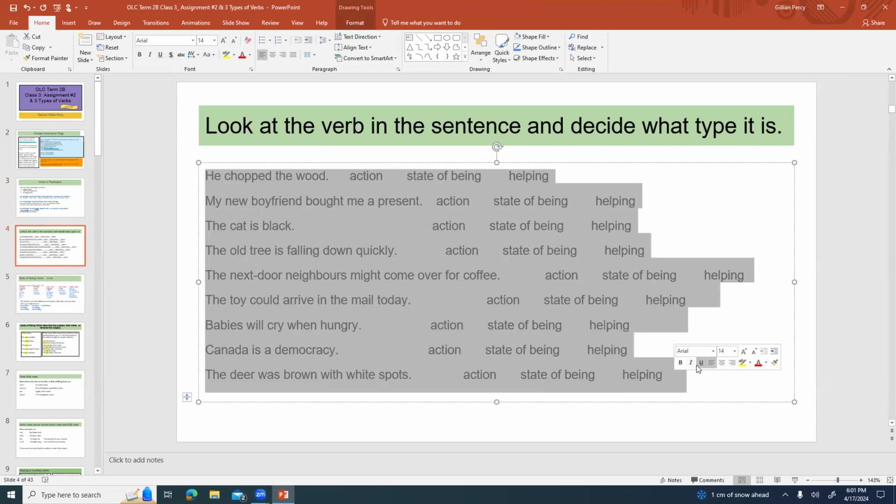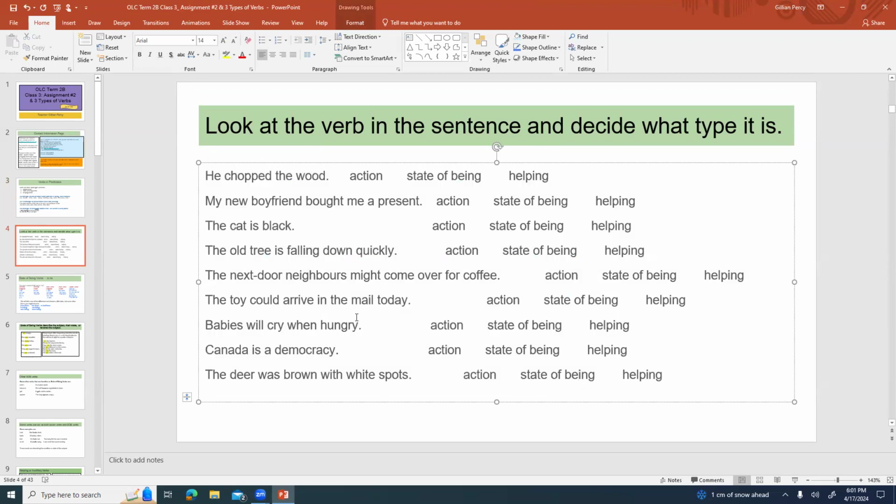And there we go. So if we look at the verb and decide what type it is, the verb is chopped. Is chopped an action, a state of being, or a helping? Well, you can picture chopped, right? Somebody is chopping something. That makes it an action verb, basically. My new boyfriend bought me a present. Is bought an action verb, a state of being verb, or a helping verb? Bought is a physical action.